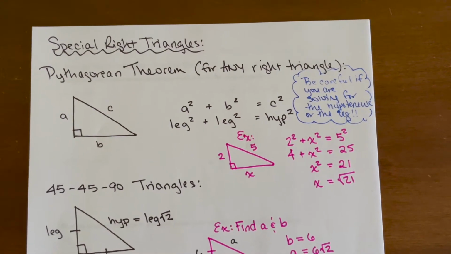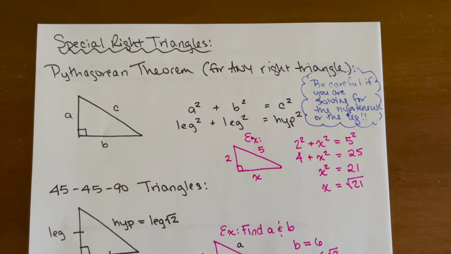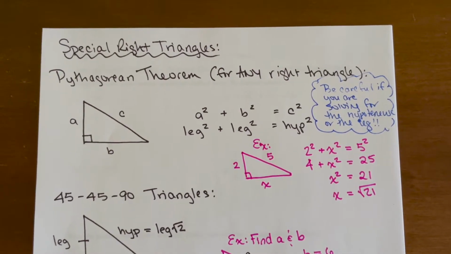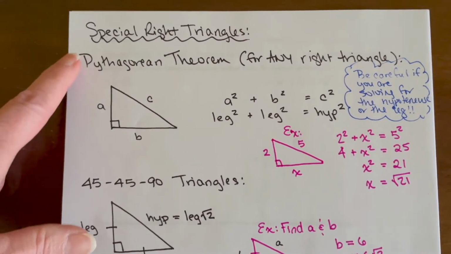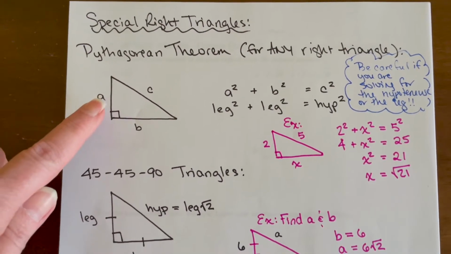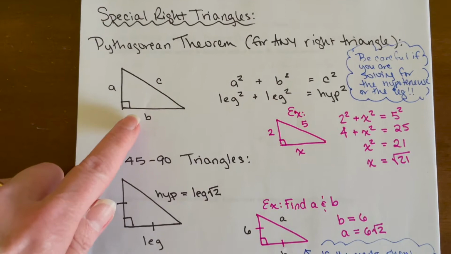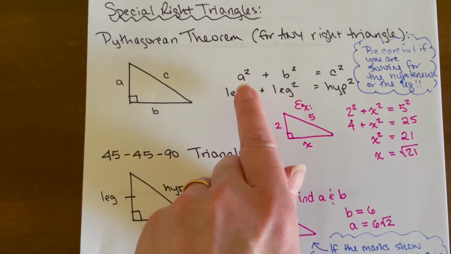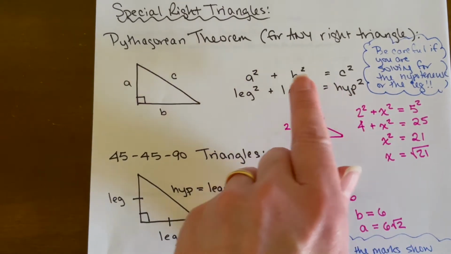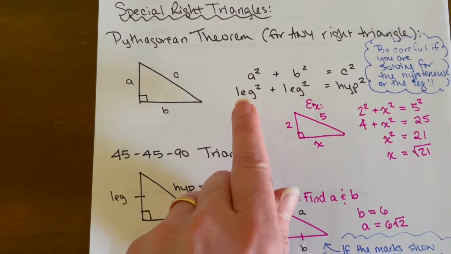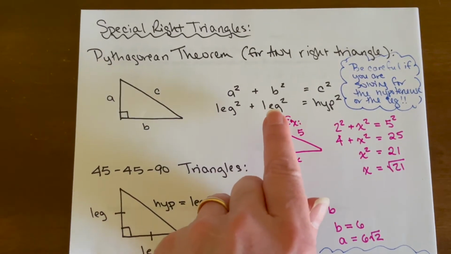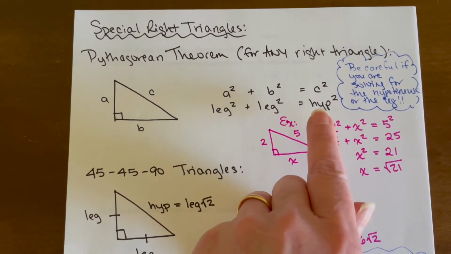Okay, so for this unit on special right triangles, there's kind of three components of it. There's just basic Pythagorean theorem, which you all learned is the leg squared plus the leg squared equals the hypotenuse squared. Usually these are labeled A, B, and C, but don't get confused, because really what you're solving is that the leg squared plus the leg squared equals the hypotenuse squared.